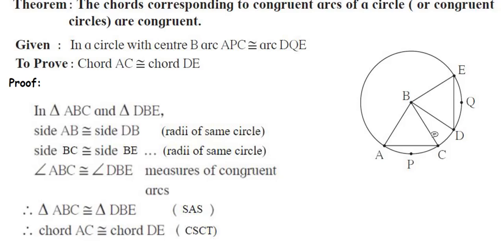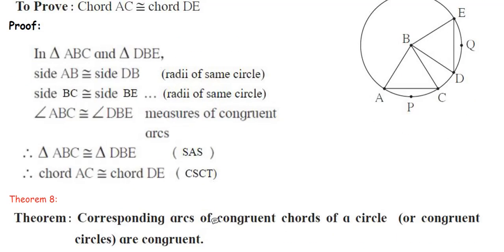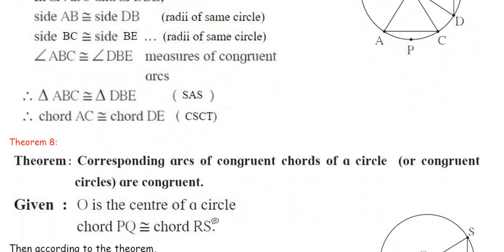As soon as they are congruent, all their sides are equal, all their angles are equal. So this side AC becomes equal to DE. The reason that we write is CSCT, that stands for corresponding sides of congruent triangle. हम sides को equal कर रहे हैं तो CSCT लिखते हैं, angles equal करते थे तो CACT लिखते थे. So by CSCT the two sides are equal. This is what we have to prove and hence it is done.